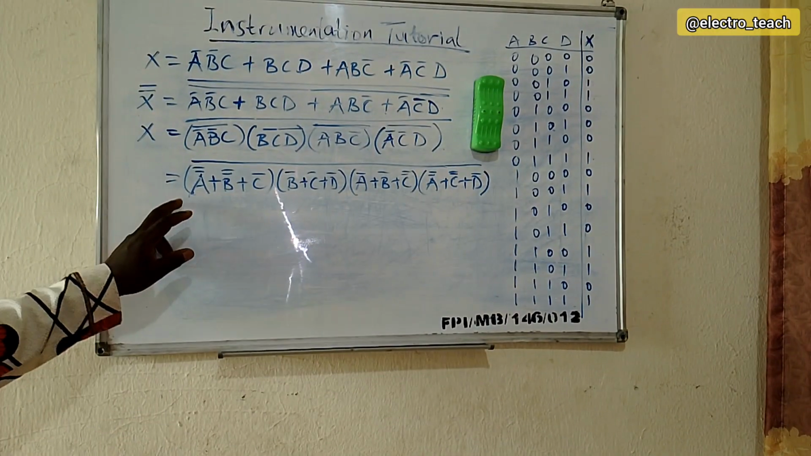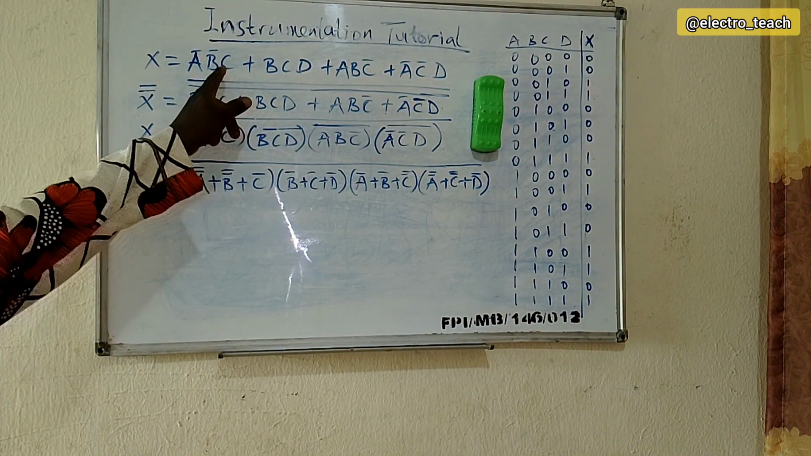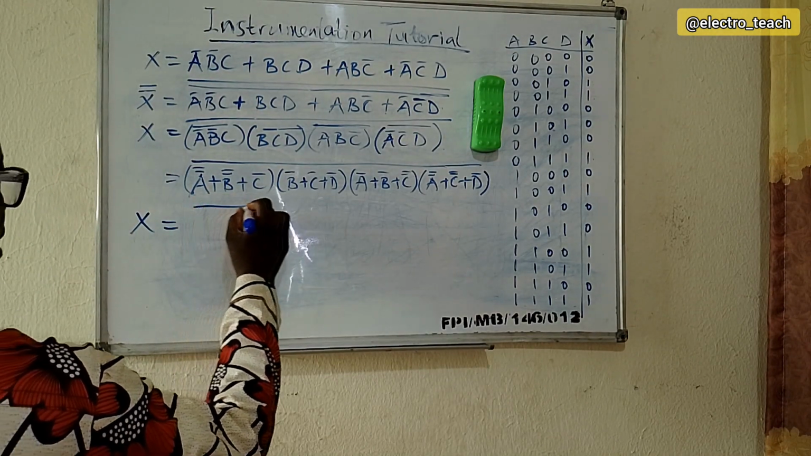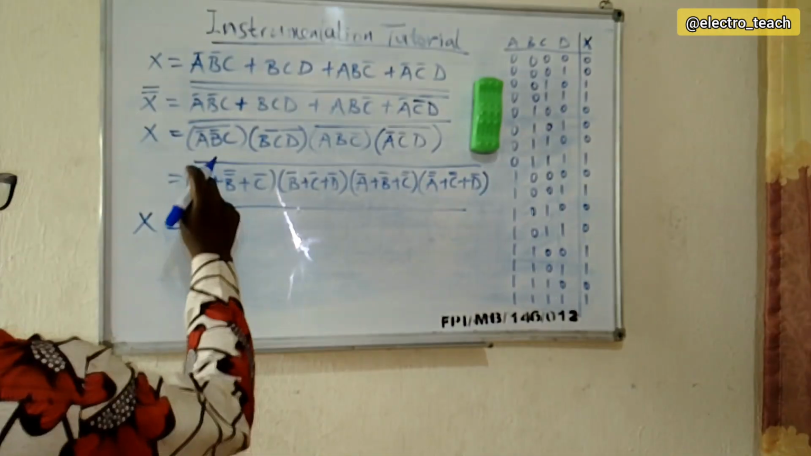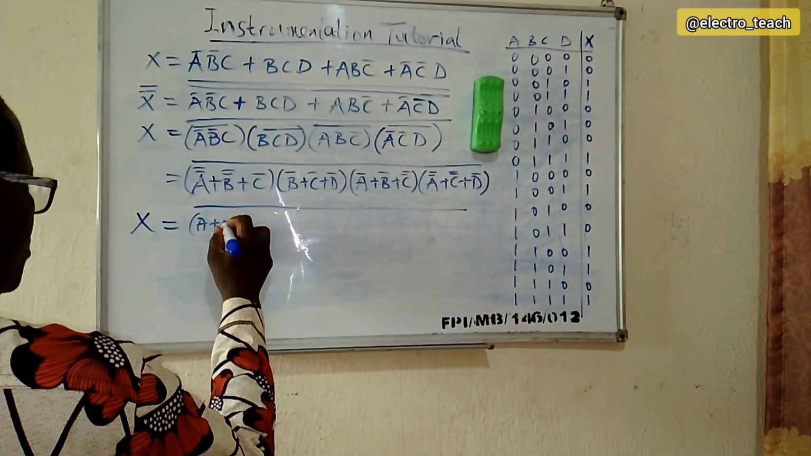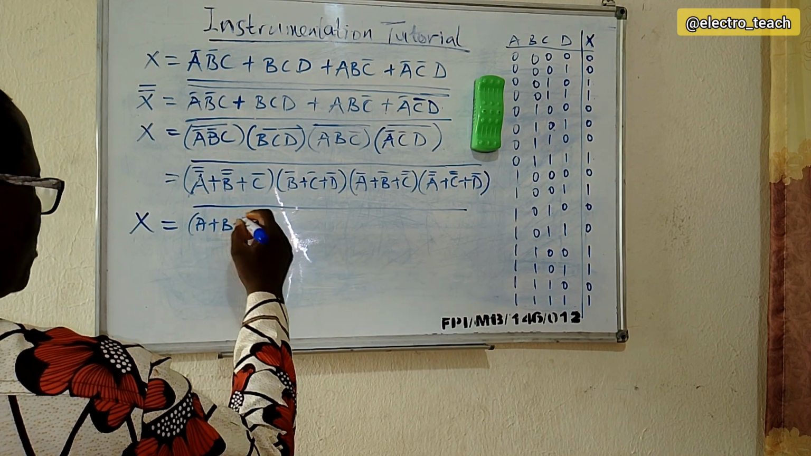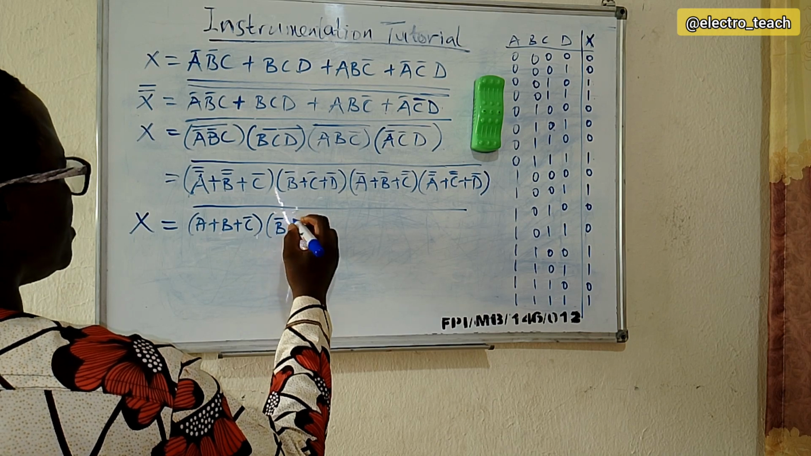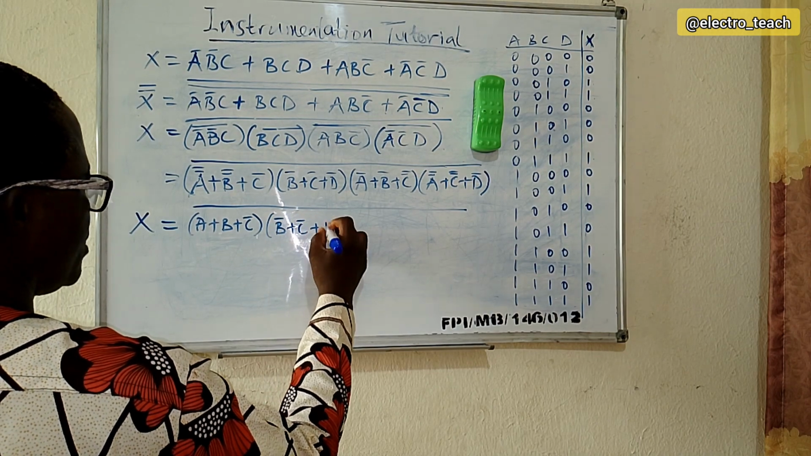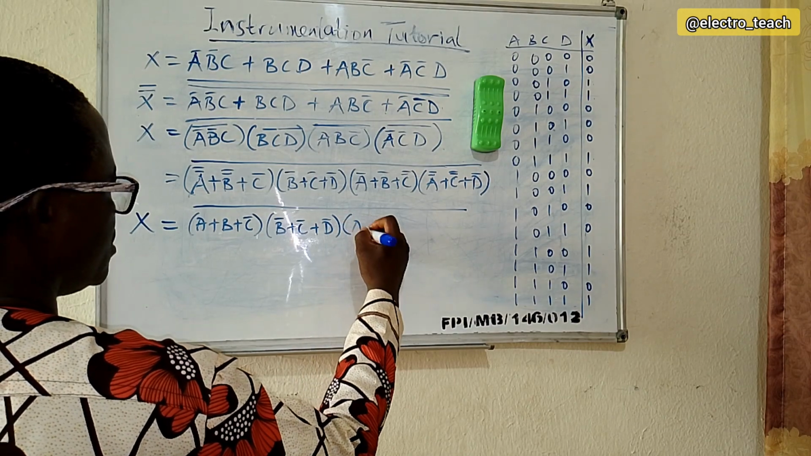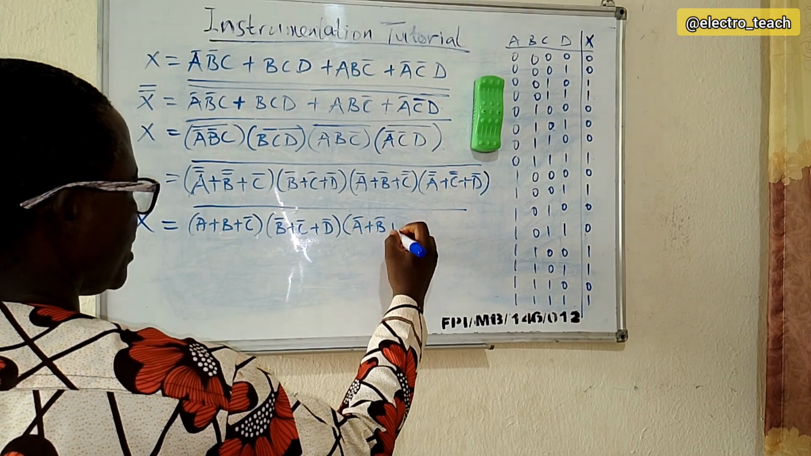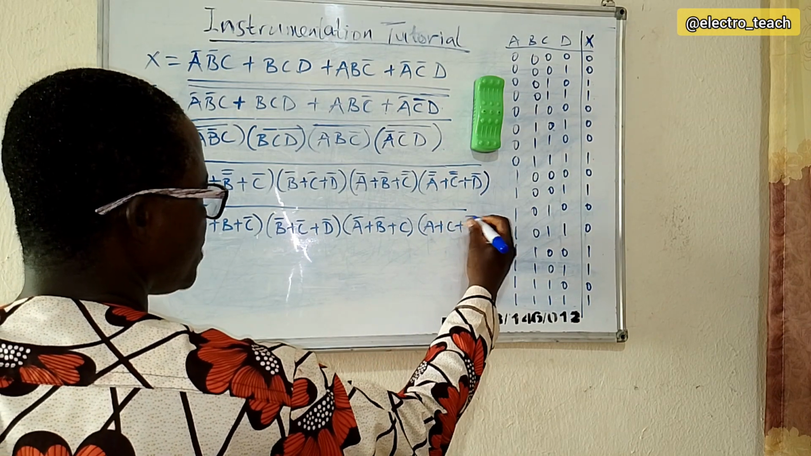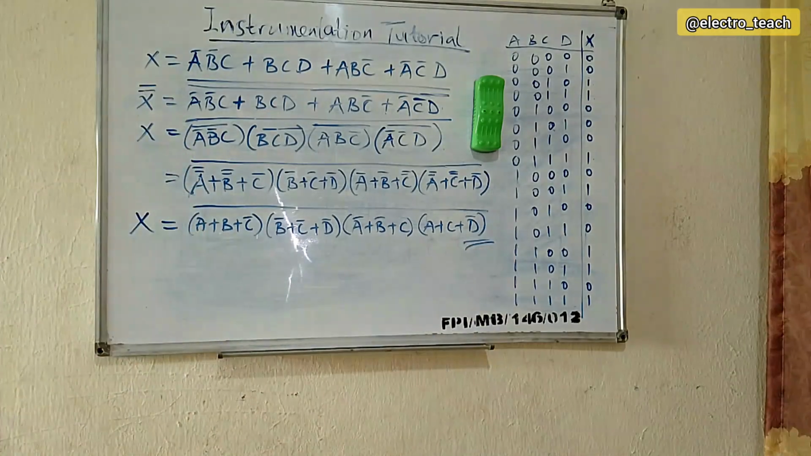So right now we have converted this sum of product to product of sum. So we can write the last one as X equals A bar is now A, plus B bar is now B, then plus C bar. Then change this one to B bar plus C bar plus D bar to A bar plus B bar plus C to A plus C plus D bar. That is the final expression.